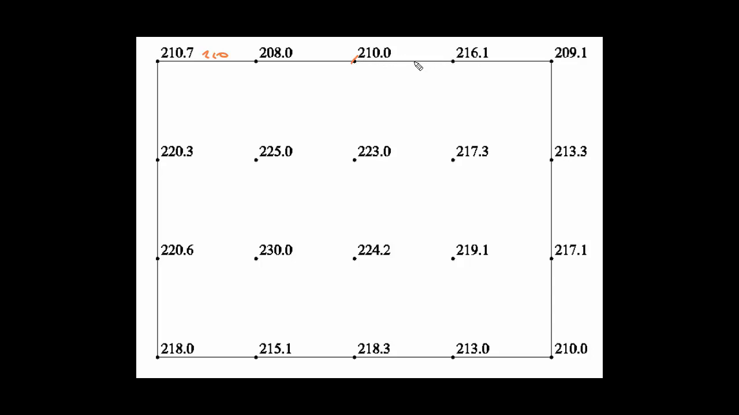Between 210 and 216, we have 215. And then between 216.1 and 209, now we'll have 2 contours. We'll have 215 and we'll have 210. Let's take a moment and do just exactly that. Go ahead and pause the video and determine that around the boundary of this simple map.